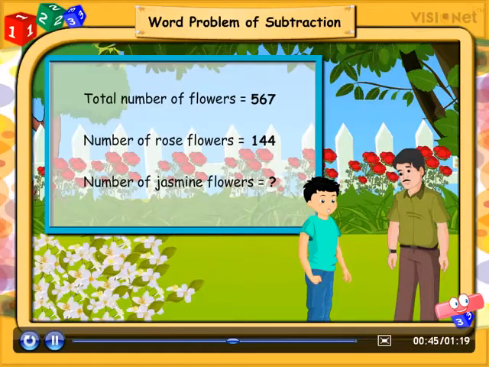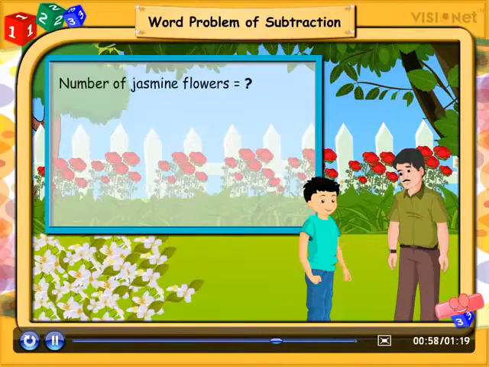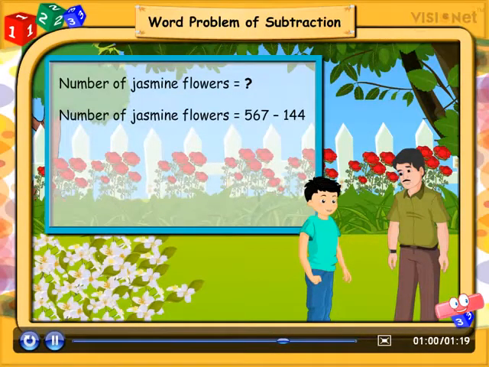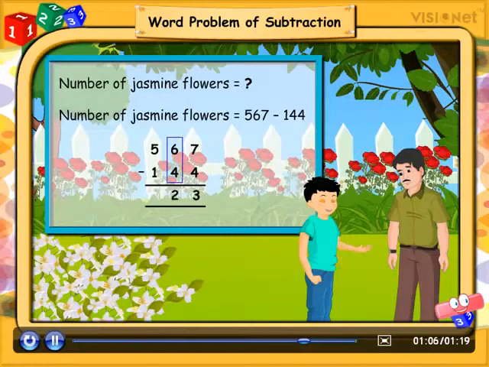Let's see. We have total number of flowers equal to 567 and number of rose flowers is equal to 144. So, the number of jasmine flowers are 567 minus 144. So, the number of jasmine flowers are 423.